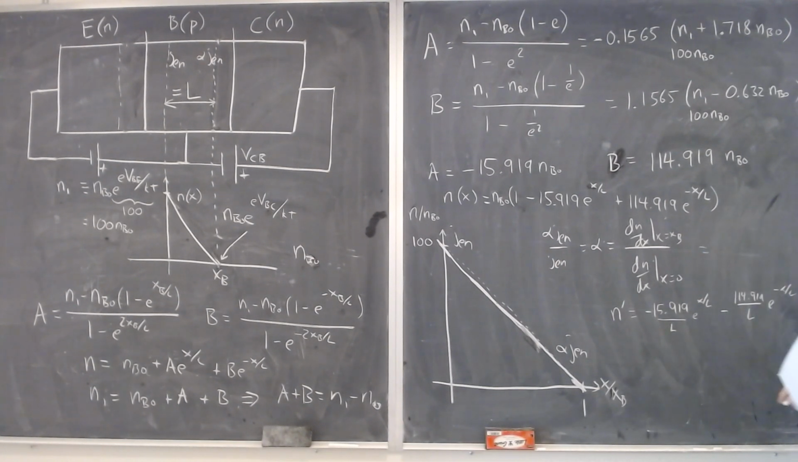And so this ratio then is simply plugging in. The L's go away, so this becomes minus 15.919 e to the xb over L minus 114.919 e to the negative xb over L, over, that's 1 now. And this is 1. And I've got to flip here.